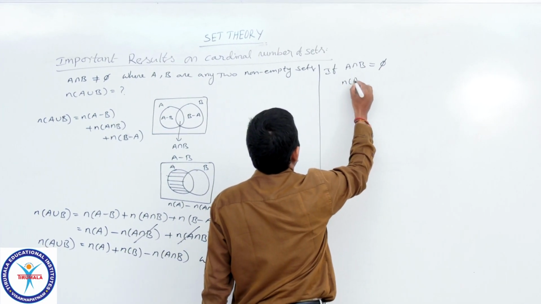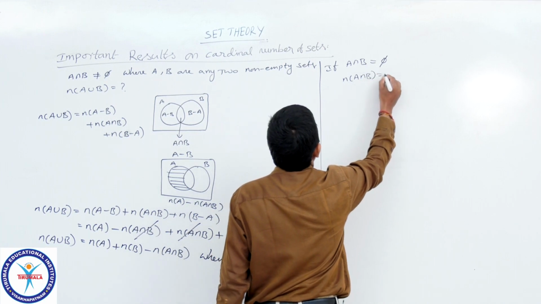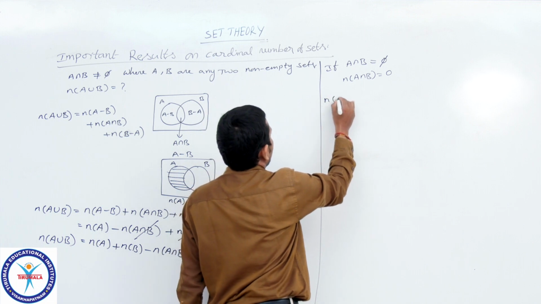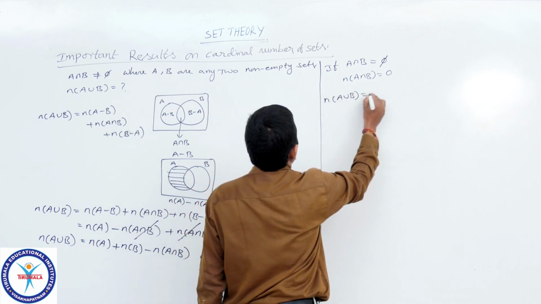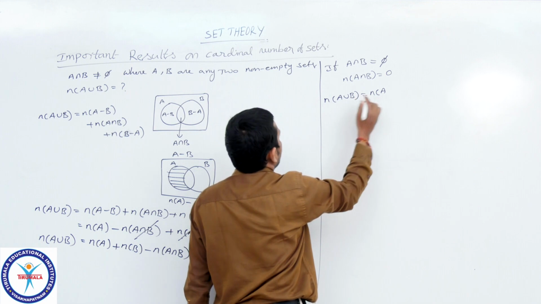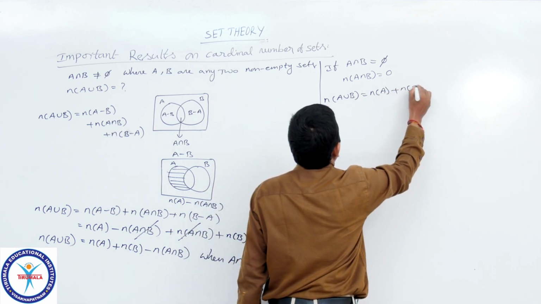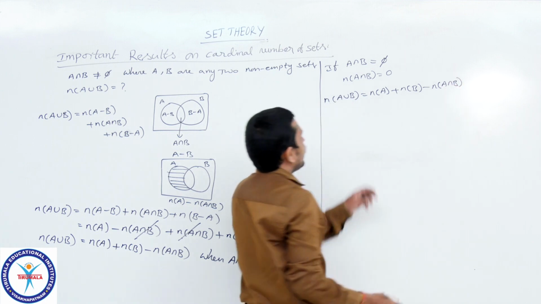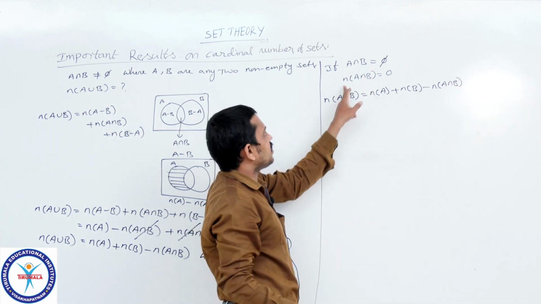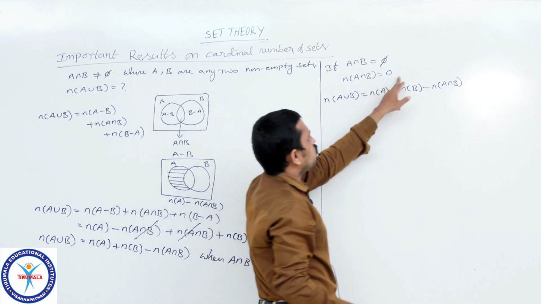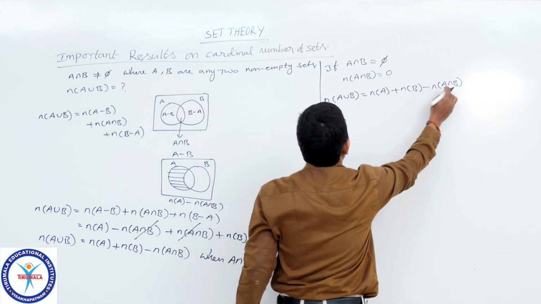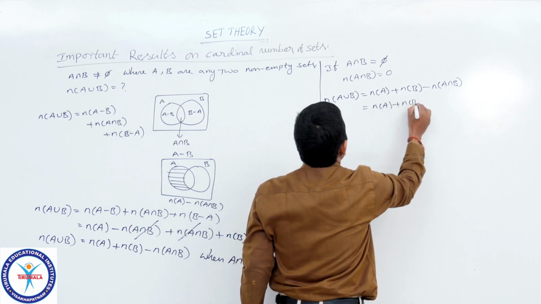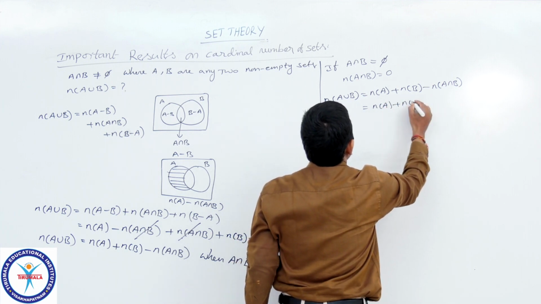A intersection B is empty means the number of elements in A intersection B is equal to 0. Then in this case, what is the formula for n of A union B? n of A union B is n of A plus n of B minus n of A intersection B. When A and B are disjoint sets, the number of elements in A intersection B is 0. By replacing n of A intersection B with 0, we have n of A plus n of B minus 0.